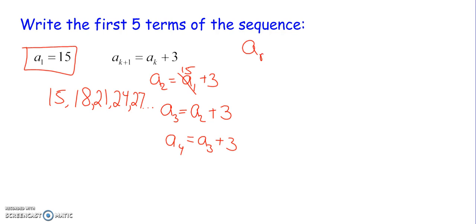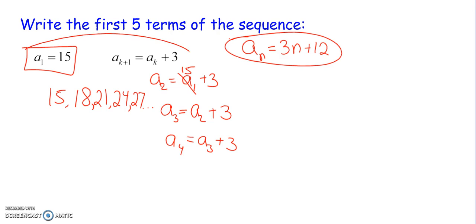Yeah, this could have also been written as 3n plus 12. Now, this sequence and this sequence are identical. They're just defined 2 different ways. So we do need to know both, because you will see both recursively defined and using more of a formula.